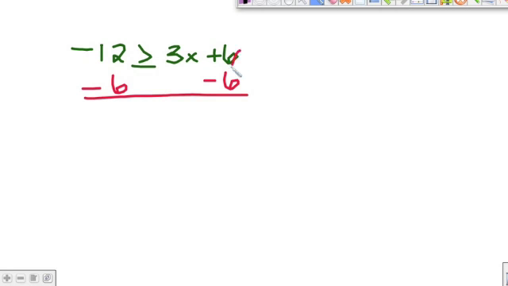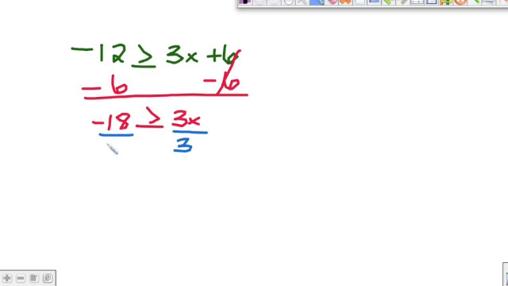We have negative 12 greater than or equal to 3x plus 6. Right now I want to get the variable by itself. It's attached to this positive 6, so I'm going to subtract 6 from both sides. My 6's cancel, and I get 3x. Bring down my inequality. Negative 12 minus 6 gives me negative 18. Okay, now I'm going to divide by 3.